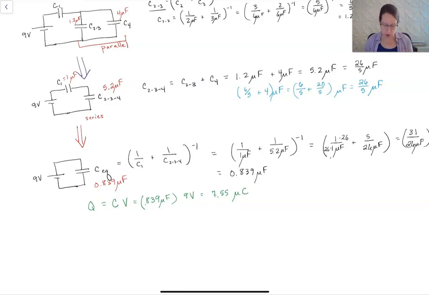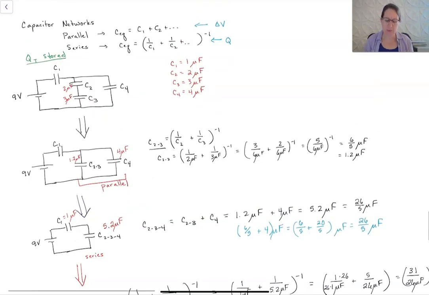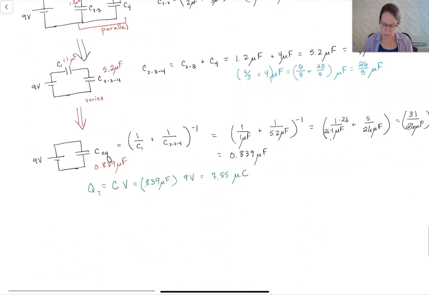So that's the total charge stored, which is the question up at the top. What I'm going to do is show you how to do the rest of the pieces, which might be the Q on each capacitor and the delta V across each capacitor, just so you can see ways to calculate this and also to check it. To do that, we work our way backwards through the problem. I've got the total charge now: Q is equal to 7.55 microcoulombs. And now I'm going to work my way backwards.